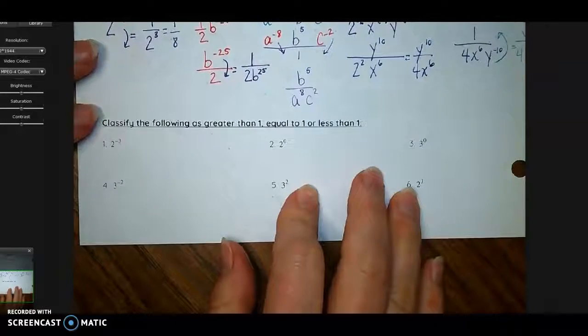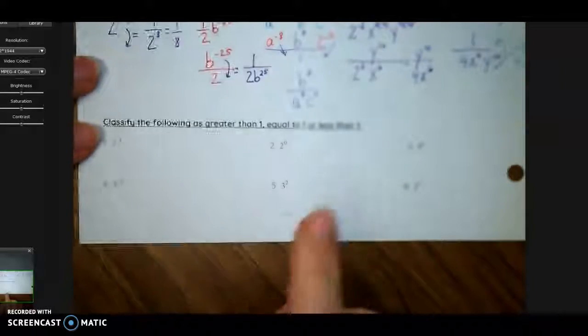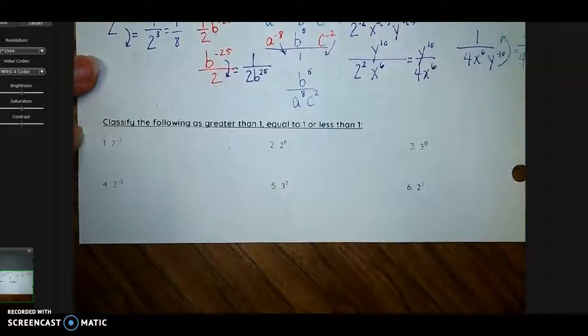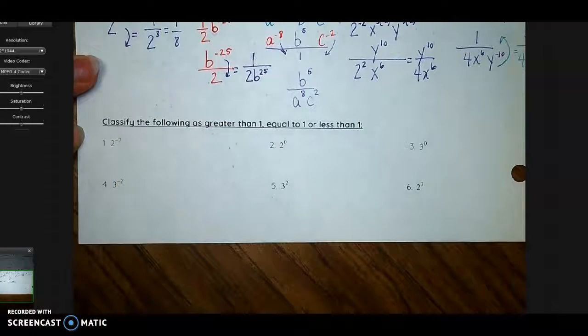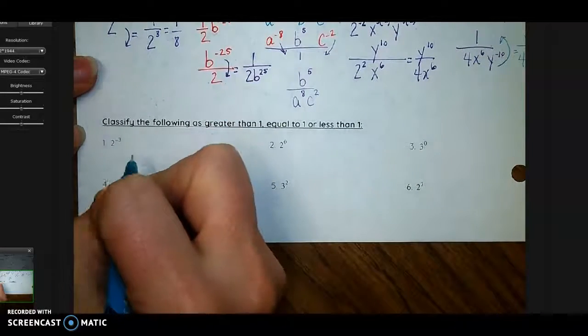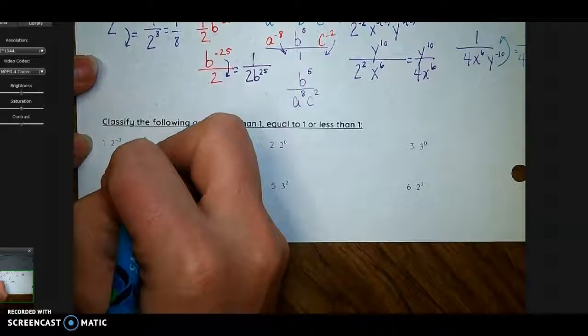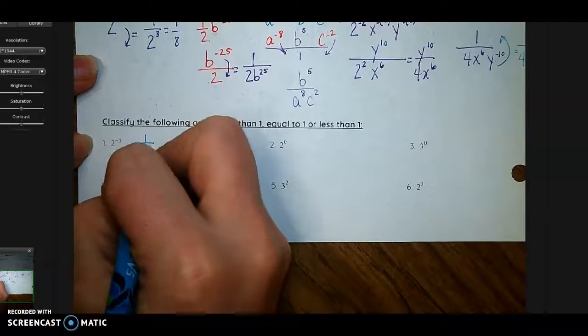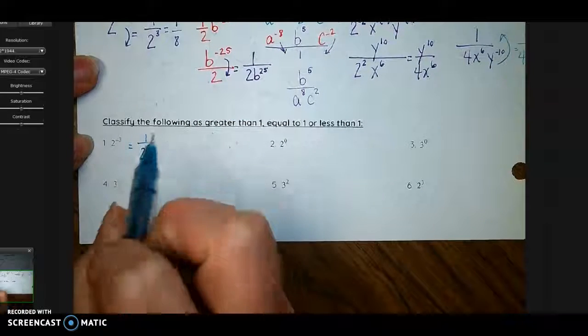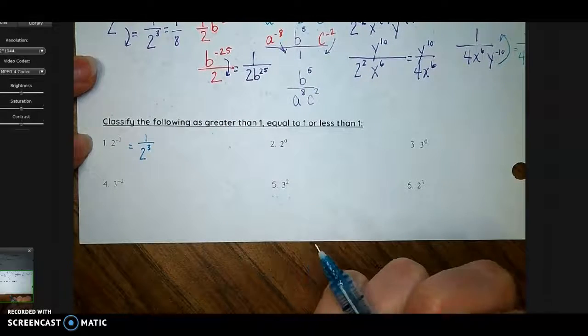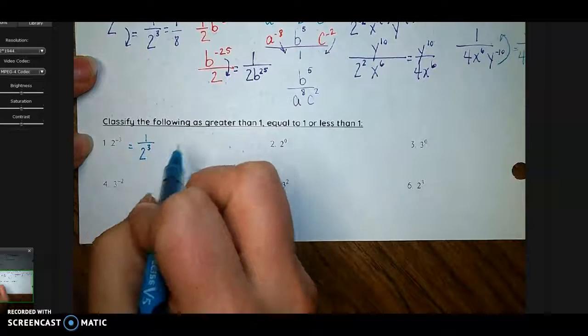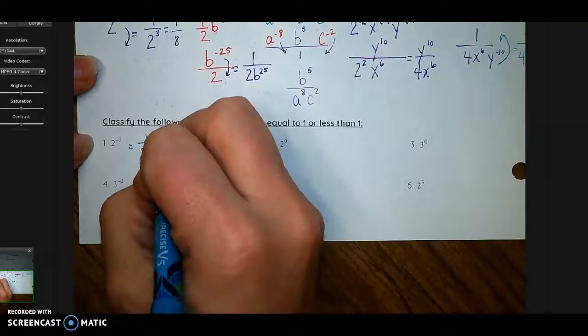This one down here says classify the following as greater than 1, equal to 1, or less than 1. And so I have 2 to the negative 3rd, and I'm like, that means I really have 1 over 2 to the 3rd. Well, 1 over 2 to the 3rd is going to give me a fraction, and so that is going to be less than 1.